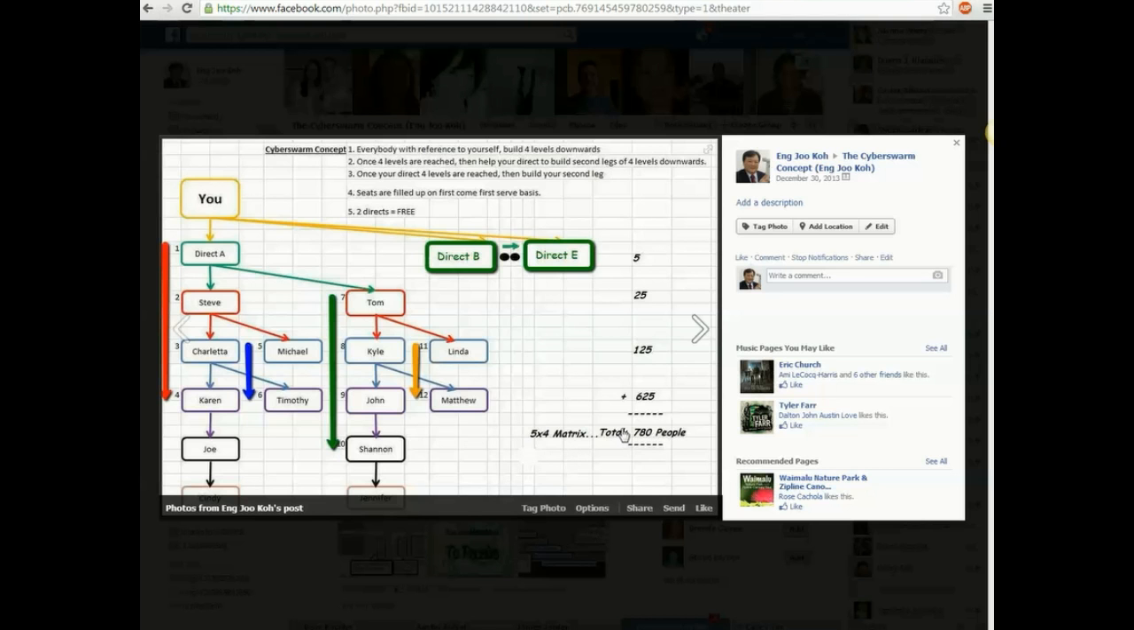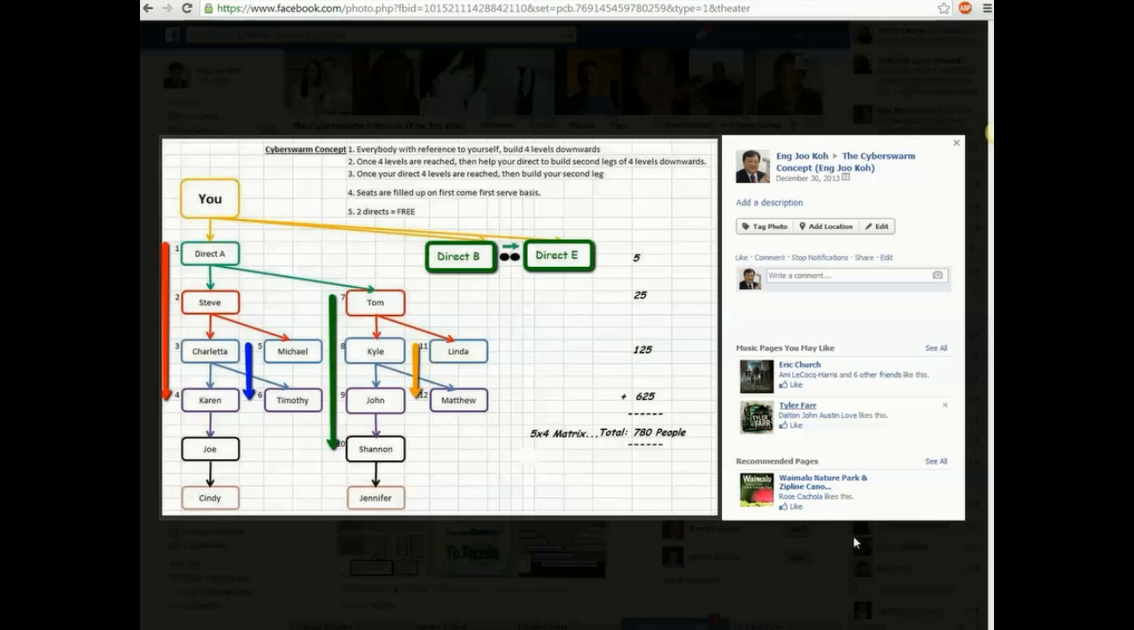So basically 780 people is a very small group. Okay, so if you talk about 12 contacts each, 5 times 12 is 60, times 12 is 720. Already we are very close to the max out population of the 5 by 4 matrix. Okay, so again you can see this matrix is pretty easy to understand. Let me just pause to find the next slide.